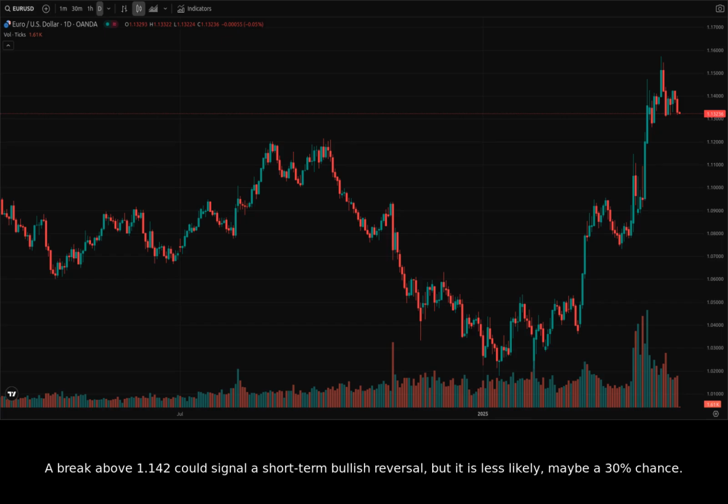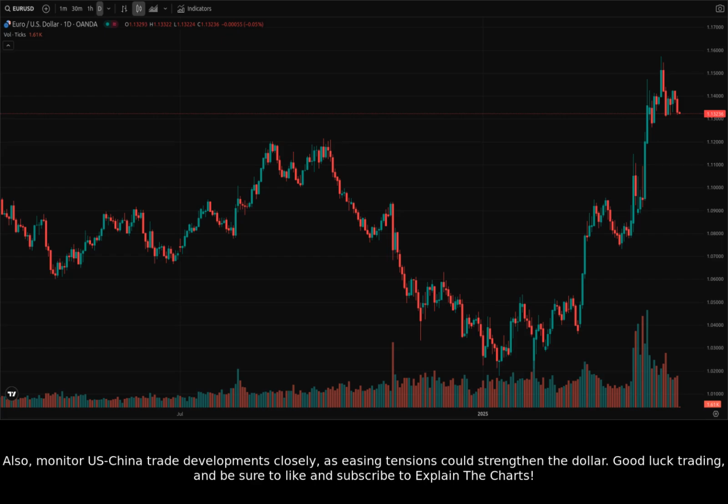A break above 1.142 could signal a short-term bullish reversal, but it is less likely, maybe a 30% chance. The FOMC meeting on May 6th to 7th could be a catalyst for a major move, especially if they signal a potential rate cut. Also, monitor U.S.-China trade developments closely, as easing tensions could strengthen the dollar.